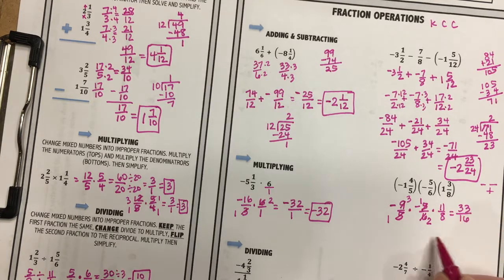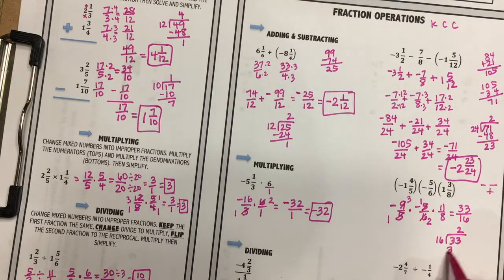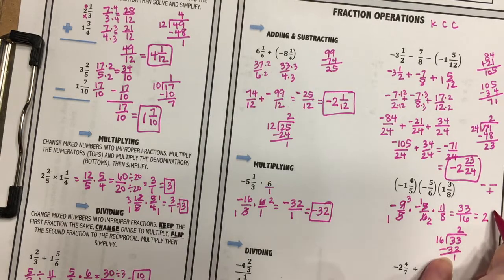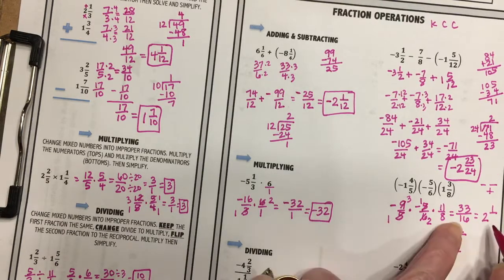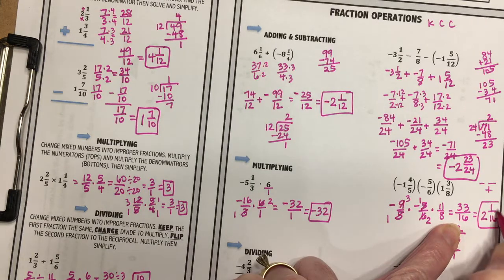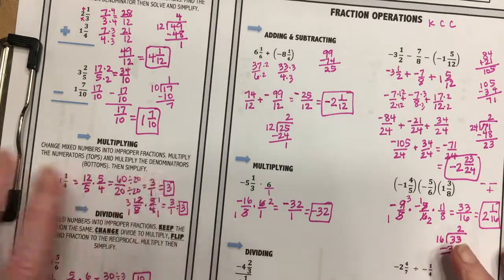And then this is improper, so you're going to divide 16 into 33. It will go 2 times with a remainder of 1. I'm going to rewrite this as 2. My remainder is my numerator, and 16 is my denominator. So 2 and 1/16. Okay?